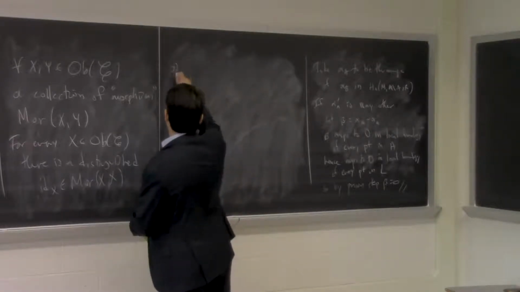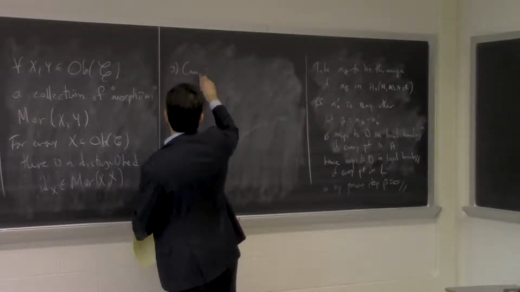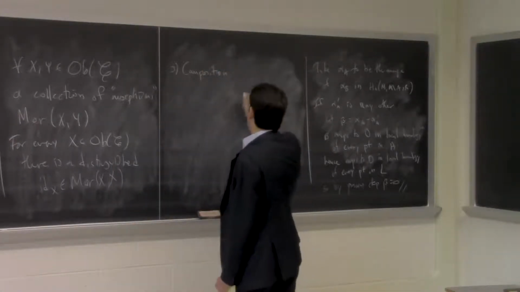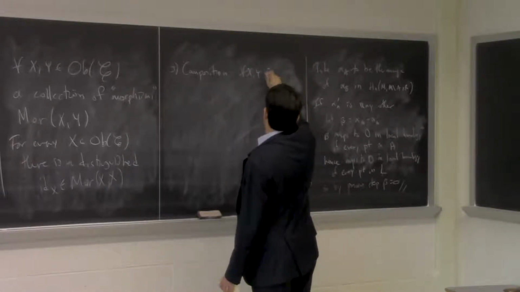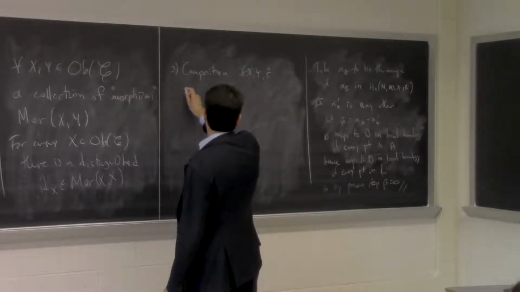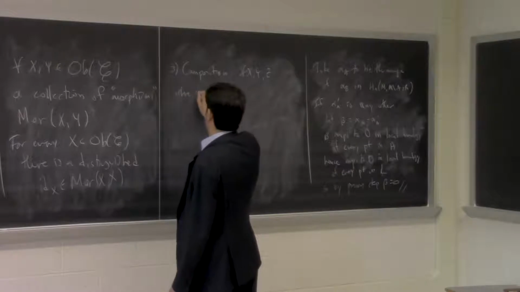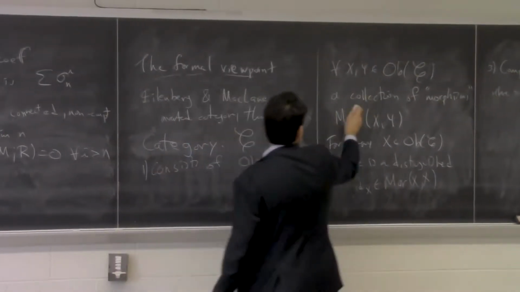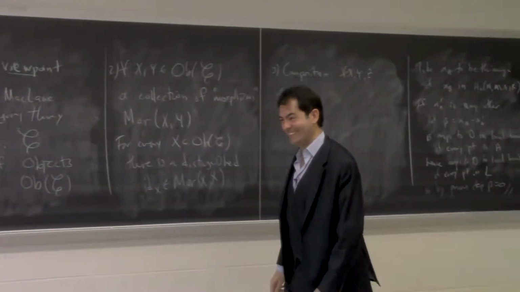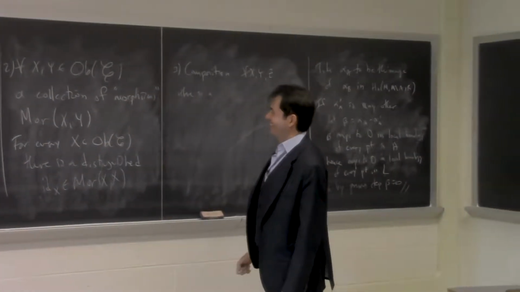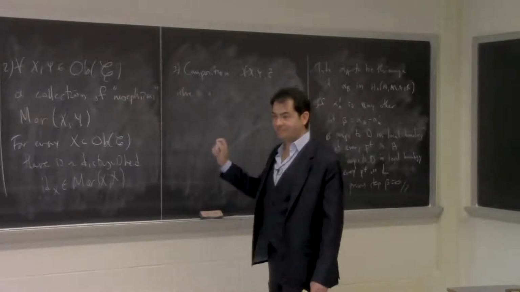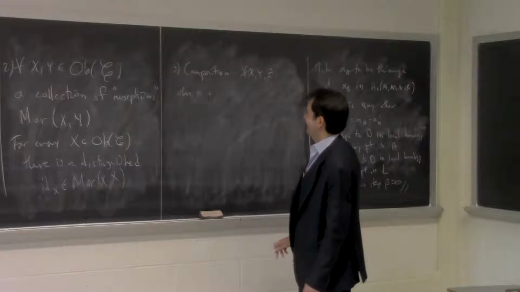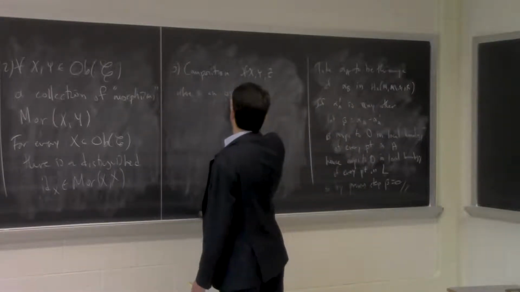And we have an operation that we call composition. It says that for every x, y, z, we have a map. Wait, sorry, does it say 3? It does say 3 because this is 1 and this is 2. Okay, so there's objects, there's morphisms, and there's composition. There is an operation.